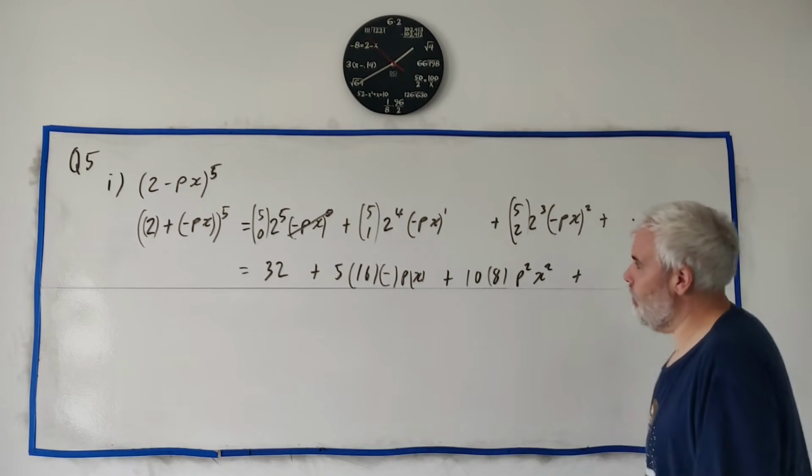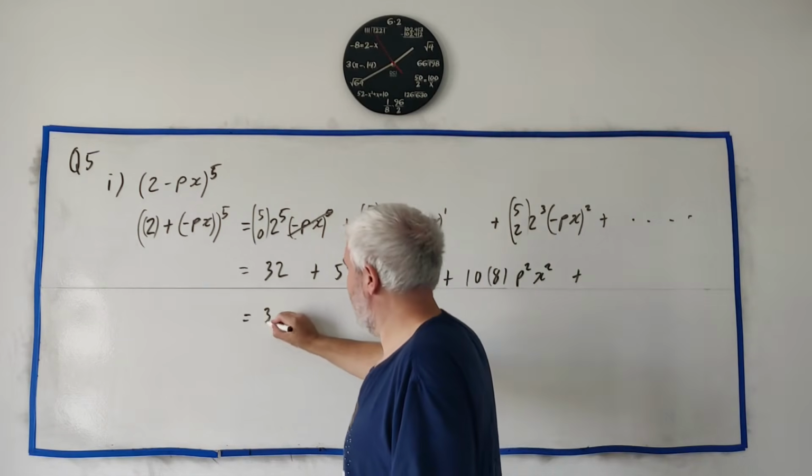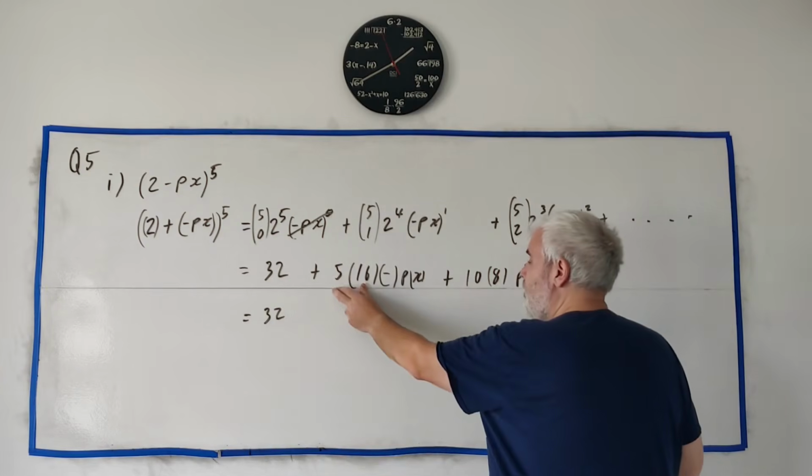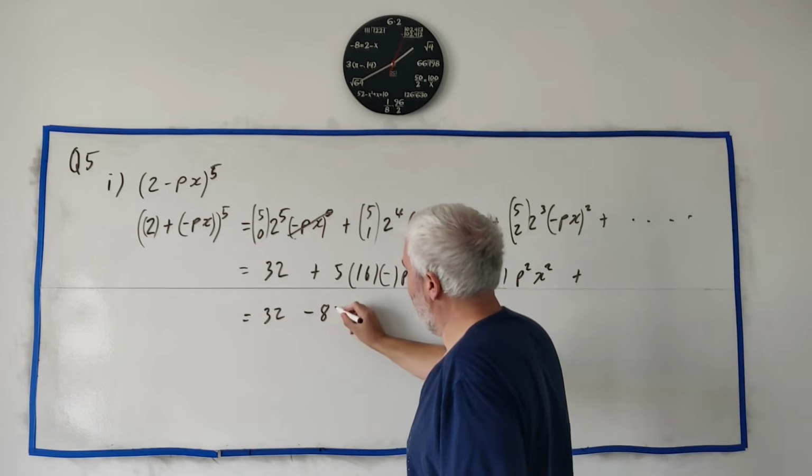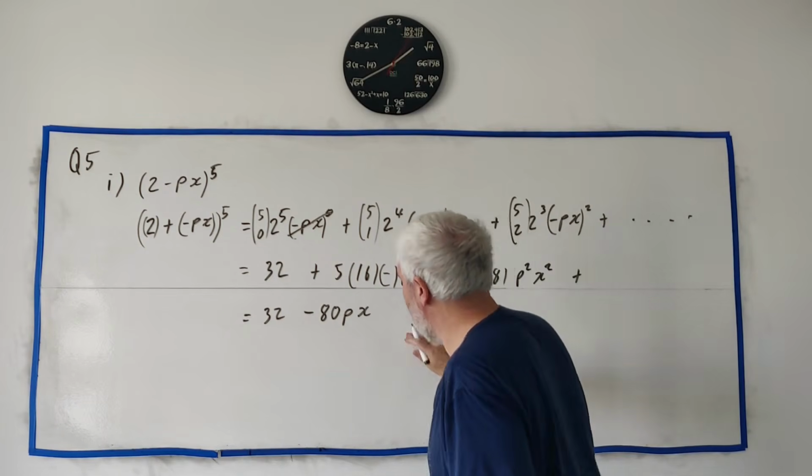And this continues on. Let's actually clean it up properly this time. 32. 5 times 16 is 80, and minus 80. There's a p there as well, and we have an x.